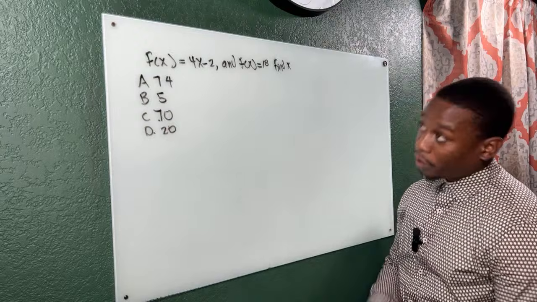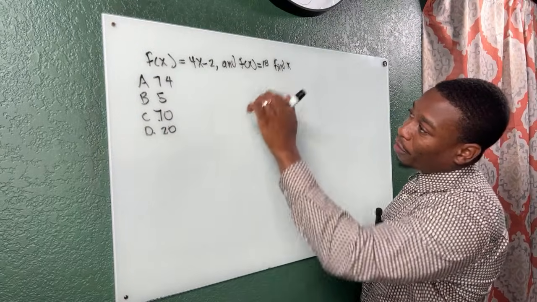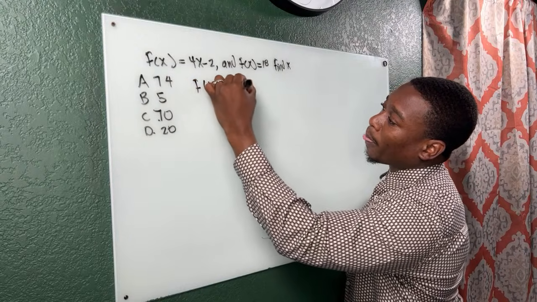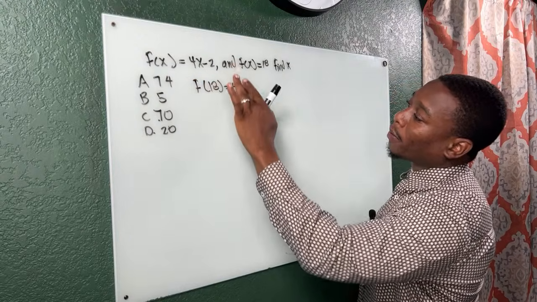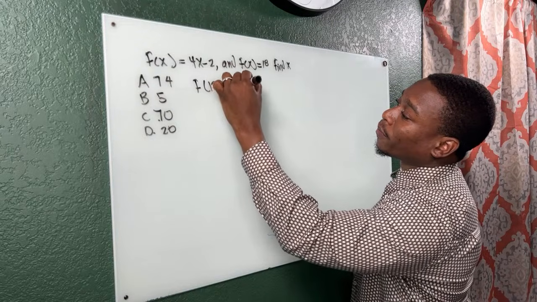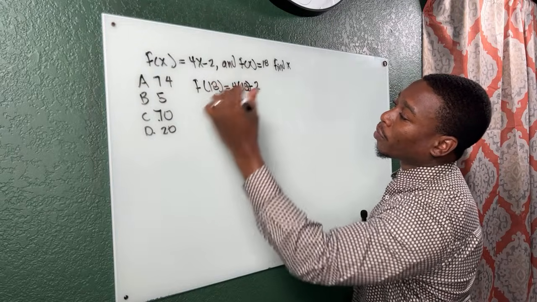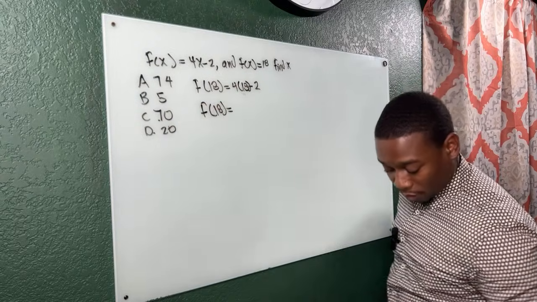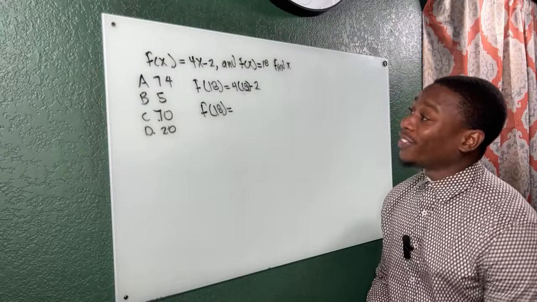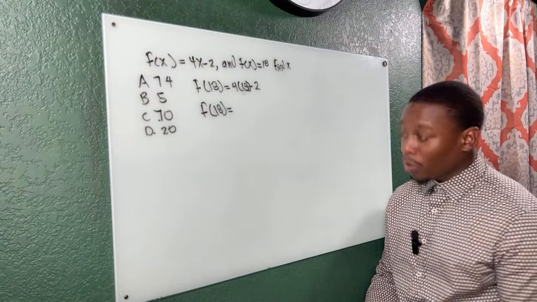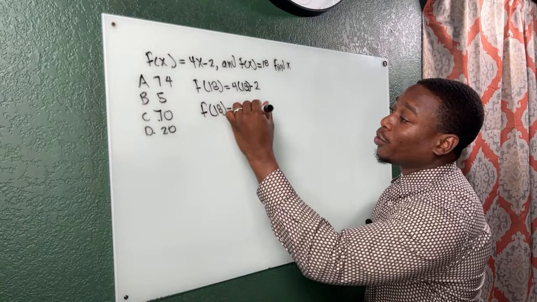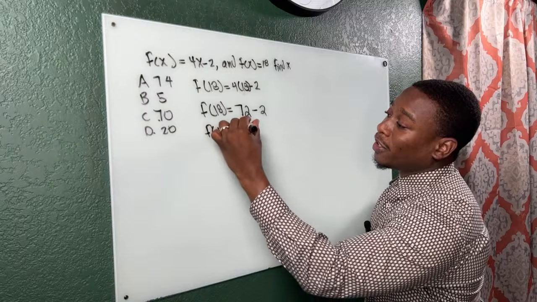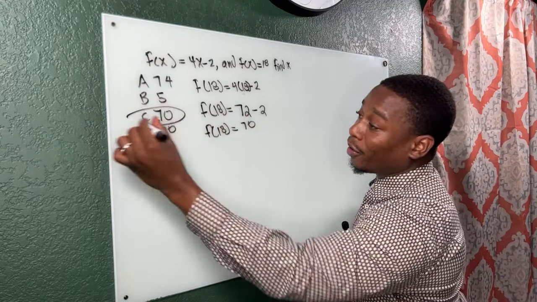And I got you. So look, what most students are going to do, they're going to come here and they're going to say, all right, this is easy. All I need to do is plug in. So once they plug 18 in for x, let's see what we get. We're going to get 72 minus 2, and then we get f of 18 is equal to 70, right? But that's wrong.